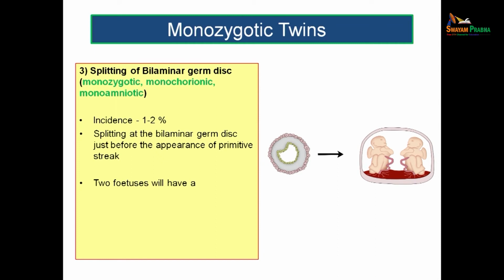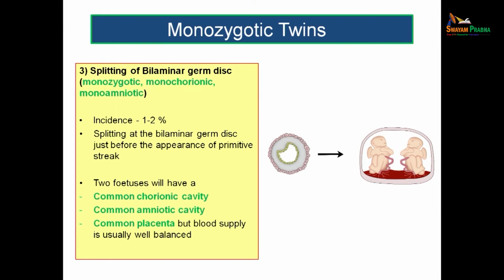Here, the splitting happens, as we have already discussed, during the formation of bilaminar germ disc, that is just before the appearance of the primitive streak. And what are the features of the two fetuses? The two fetuses will be having a common chorionic cavity, they will be having a common amniotic cavity, and they will be having a common placenta, but still the blood supply is usually well balanced.